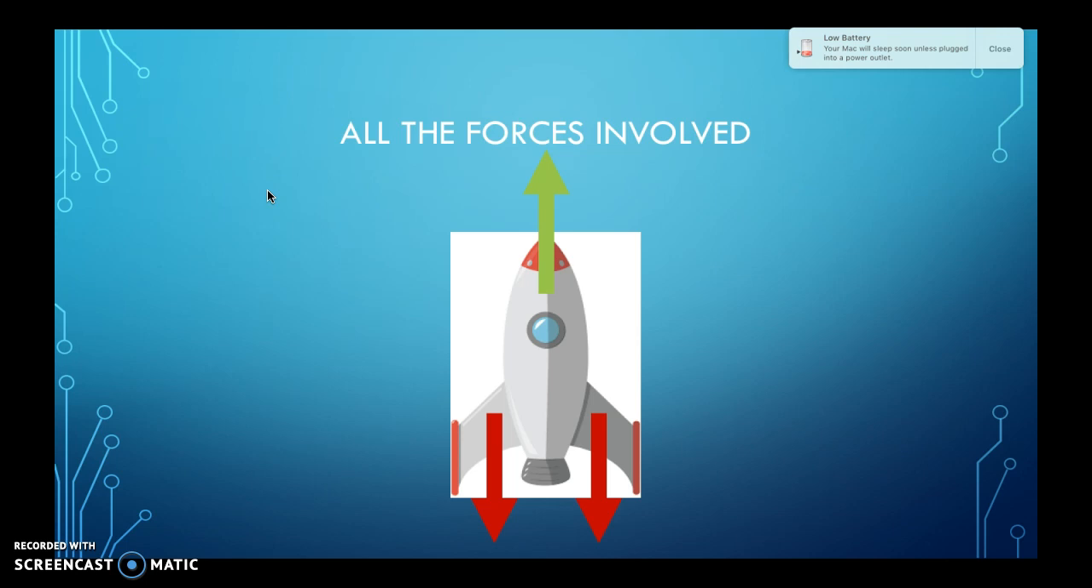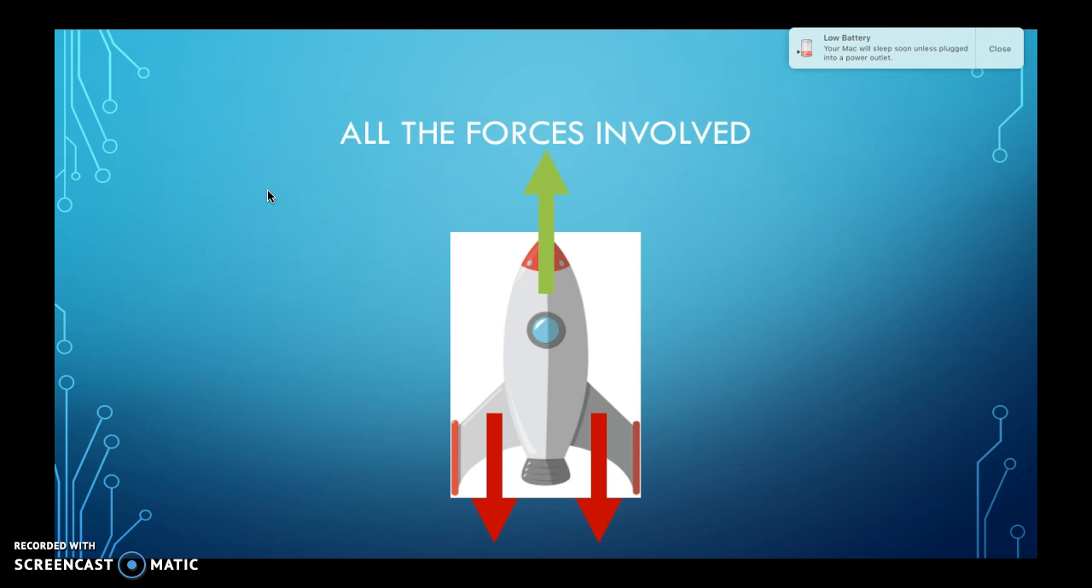So what are all the forces involved? Not only are you having to overcome a gravitational force of the rocket's own mass, you're also going to have to overcome an air friction force. Now, we will not be putting your rockets into orbit, so at some point in time, your rocket will have to succumb to the force of gravity and air friction.